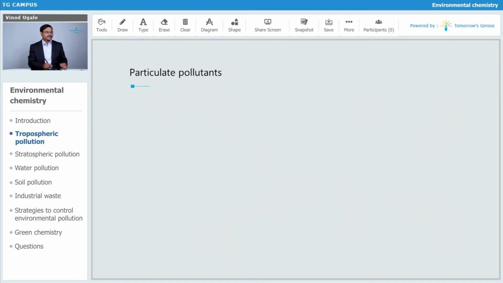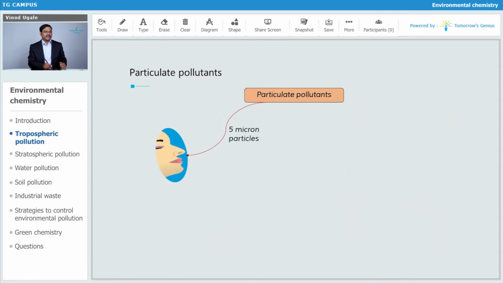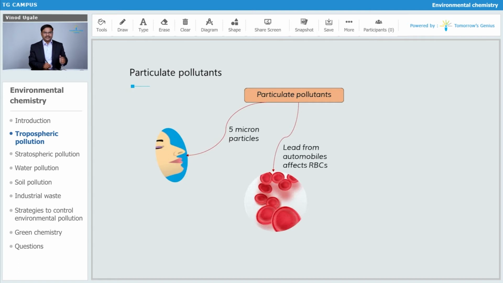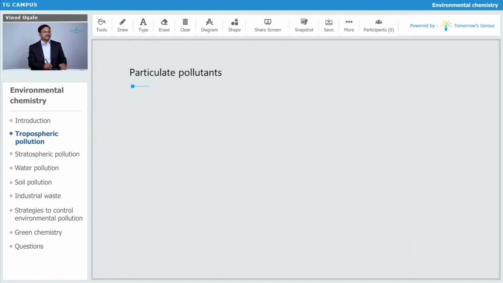Now what are these pollutants going to cause? Yes, if we inhale them, particles of 5 micron size can be inhaled by us. They will remain inside the nose and cause us problems. They can get combined with our red blood cells. You can see that lead from the automobiles can affect our red blood corpuscles. So leaded petroleum products are not used. 10 micron particles can go to the lungs and have adverse effects on our lungs.